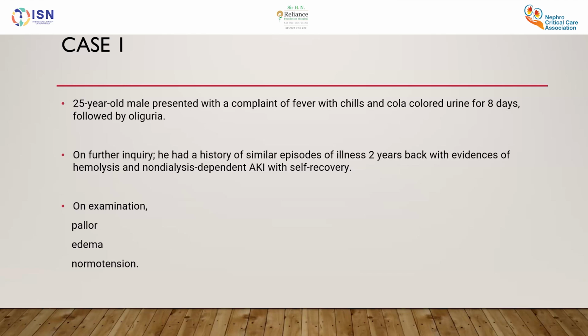So we'll have some interesting case scenarios in which we have seen AKI. There is a 25-year-old male who presented in ER with complaints of fever with chills and cola-colored urine for 8 days, followed by oliguria. On further inquiry, the patient had a similar illness 2 years back also, where he had hemolysis, but that time it self-recovered, non-dialysis dependent. This time on examination, the patient had pallor and edema, but was normotensive.